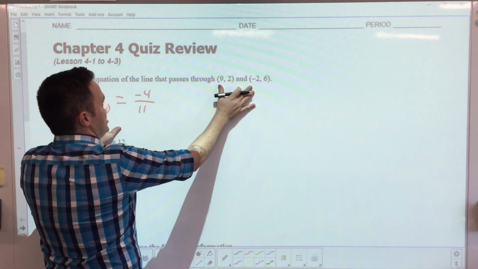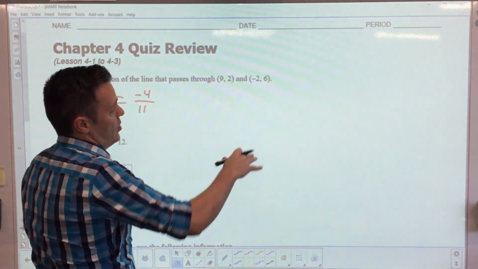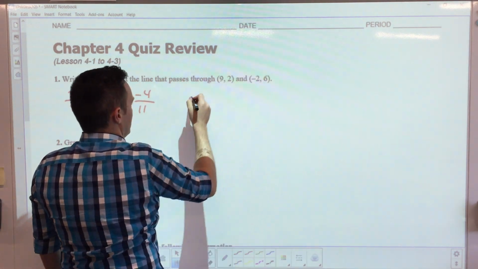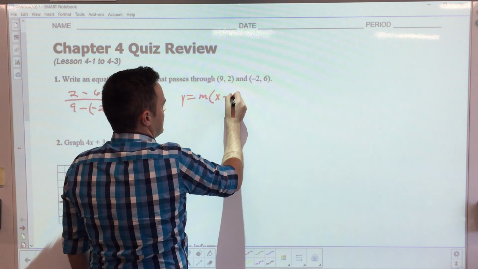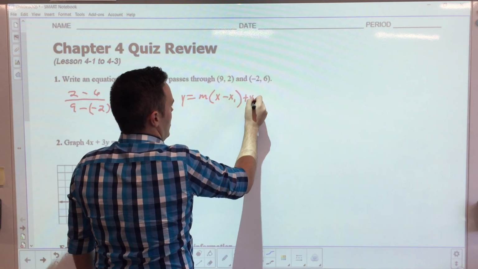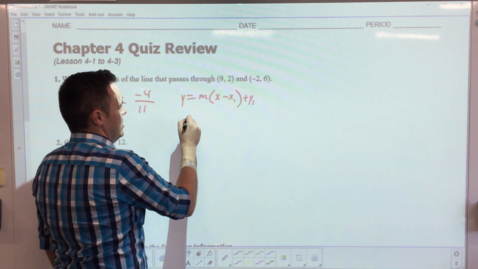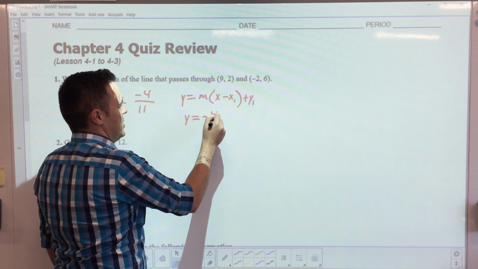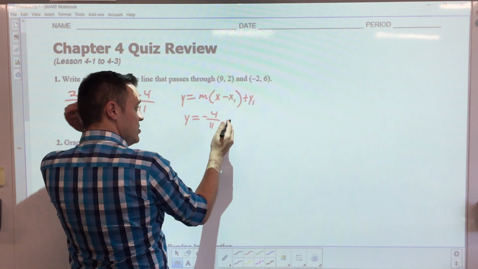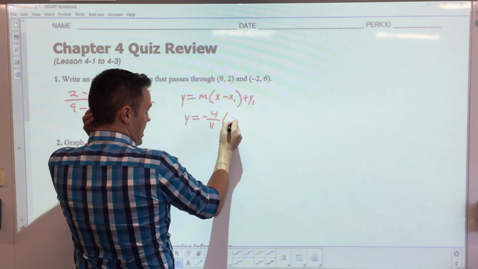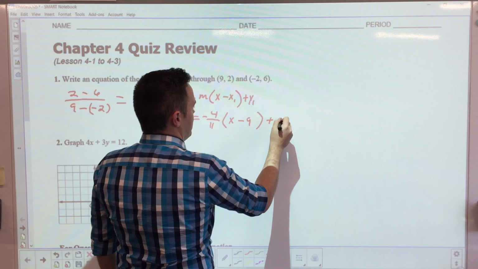So our equation that's going to be written through that, remember now we use our point slope form. Remember your point slope form is y equals m times x minus x1 plus y1. Okay, and then when you write this down, please make sure you figure it out. Just plug and play. 4 over 11. I'm going to do the non-negative point, so I'll do the 2. So it's going to be x minus 9, and then it's going to be plus 2.